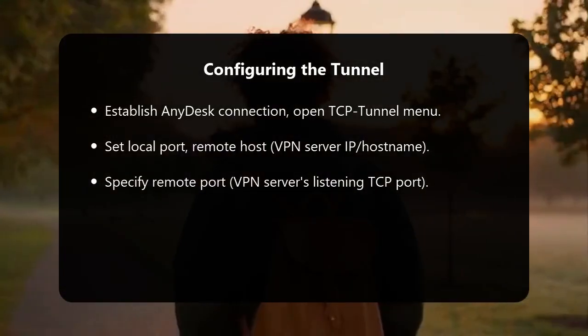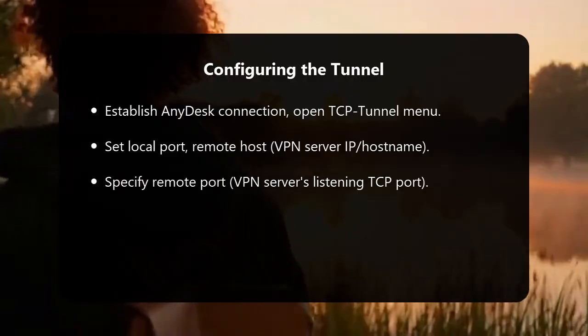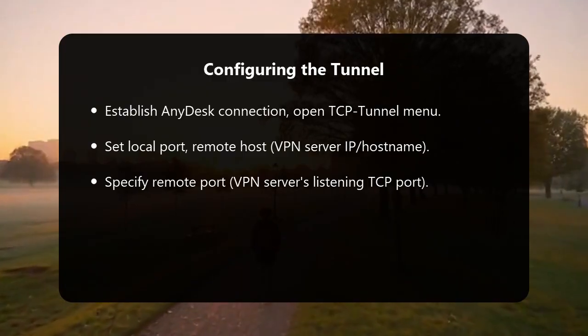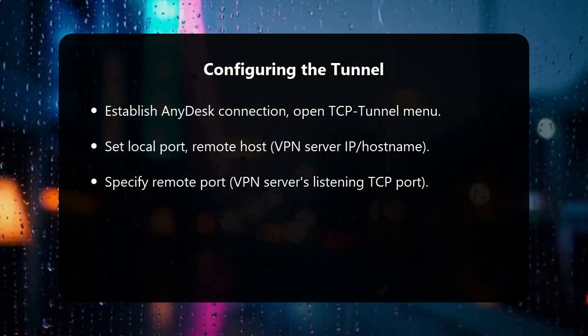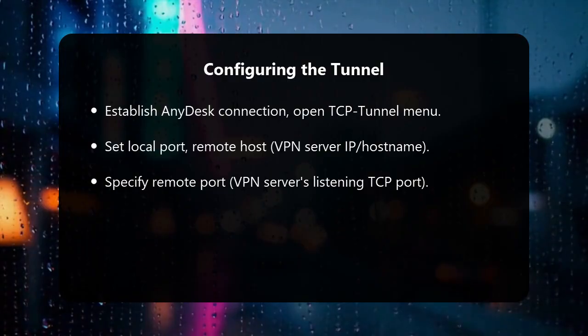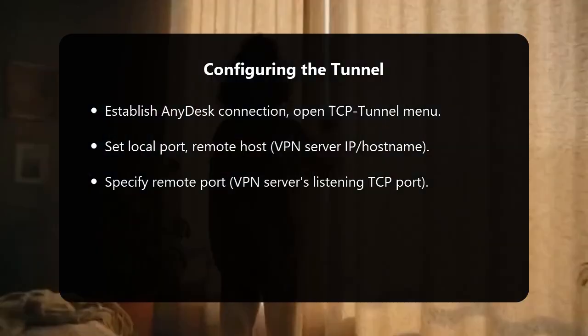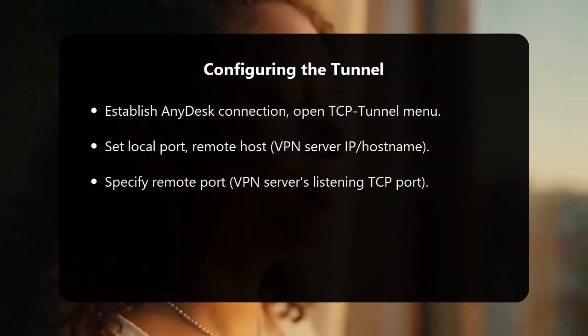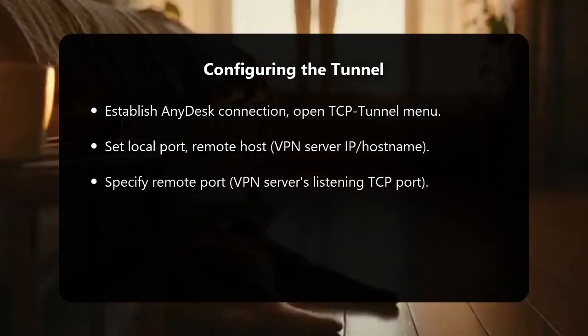If your VPN server is on the same network as the remote AnyDesk host, it might be a private IP address. If it's an external server, use its public IP or domain name. Finally, for remote port, enter the actual TCP port your VPN server listens on, e.g., 1194. After configuring these settings, click Add and ensure the tunnel is active.